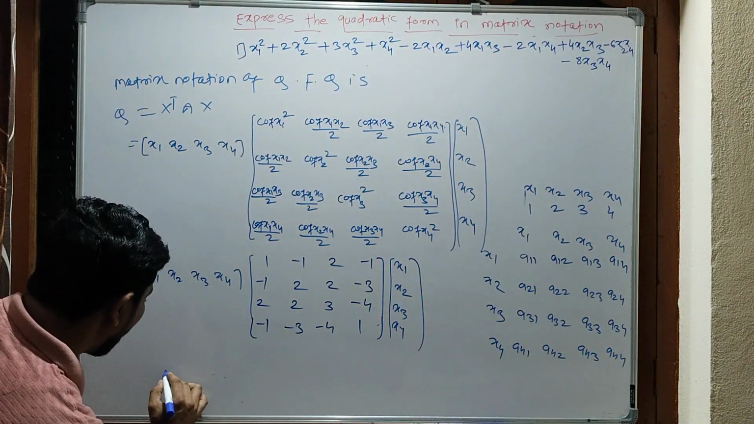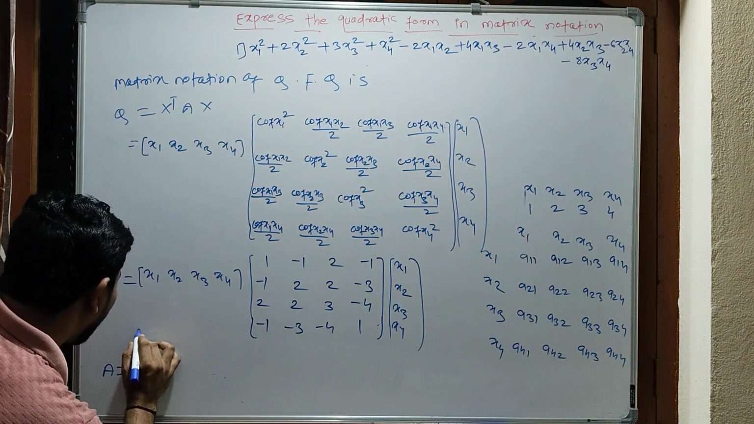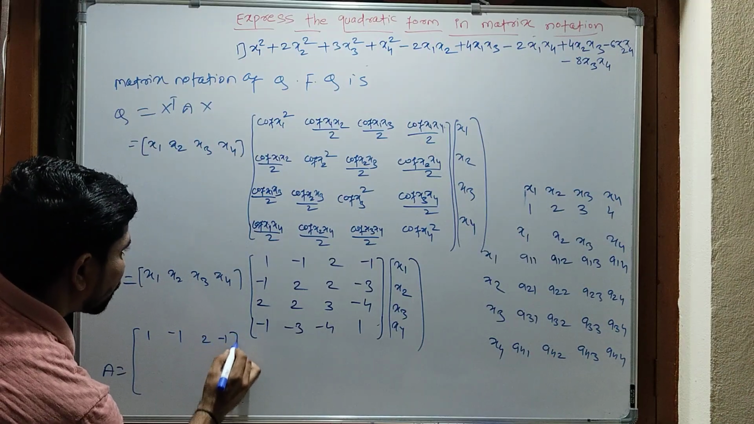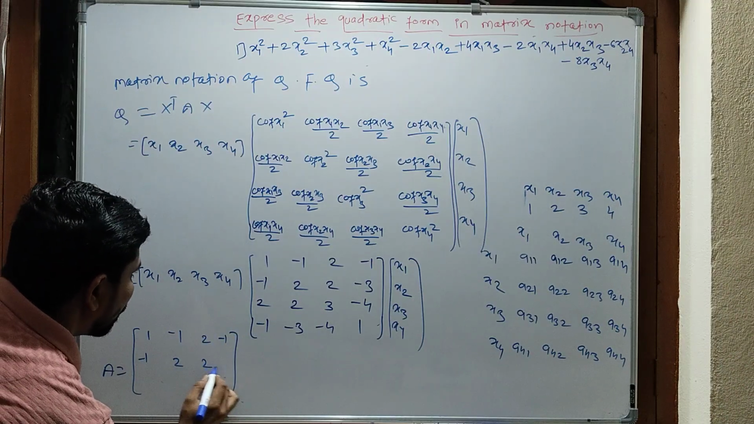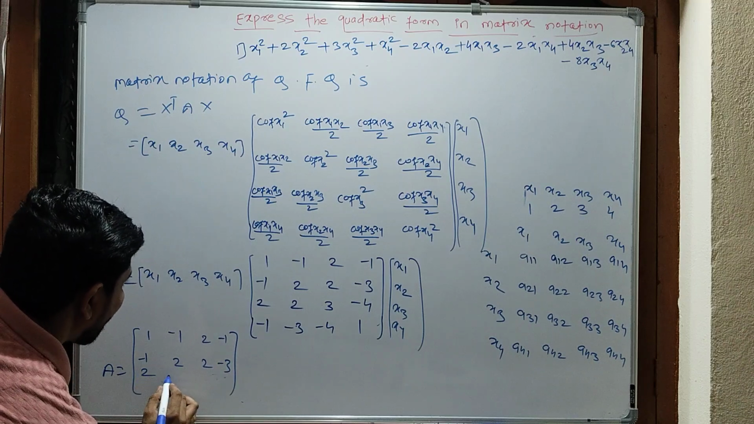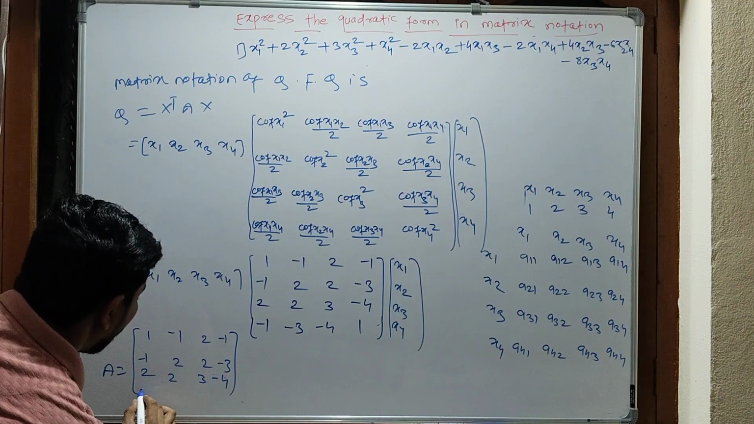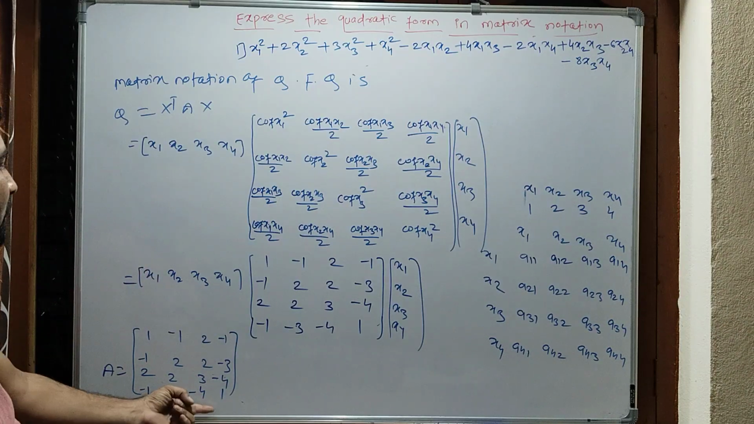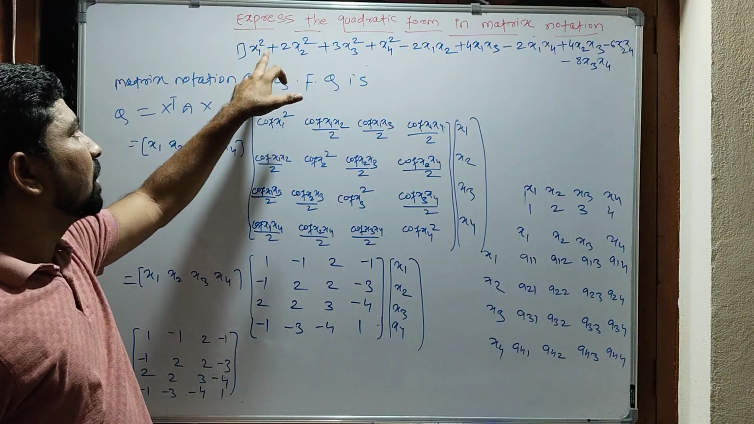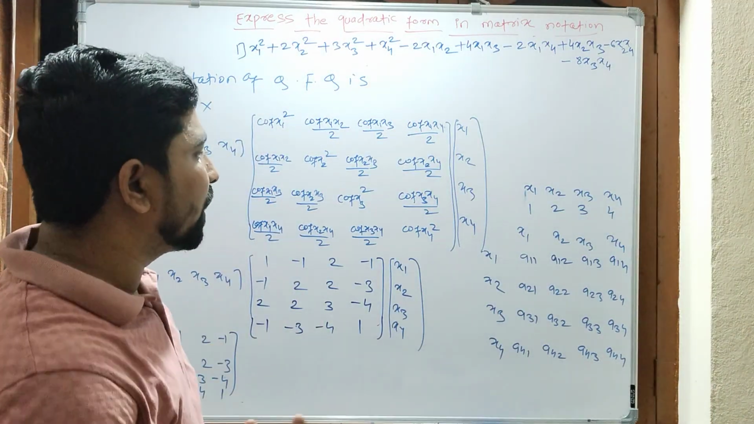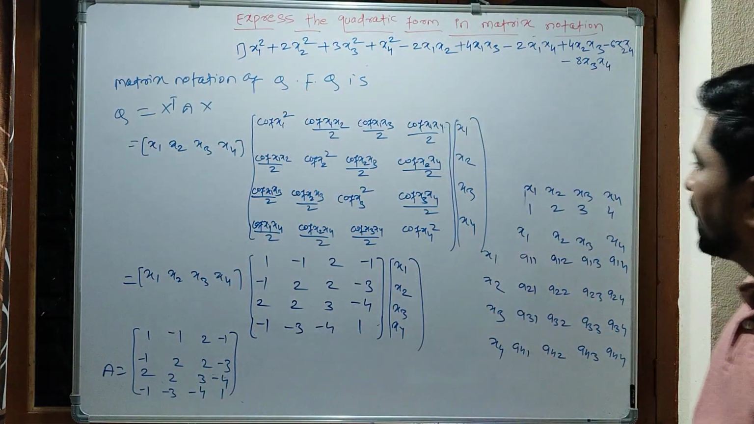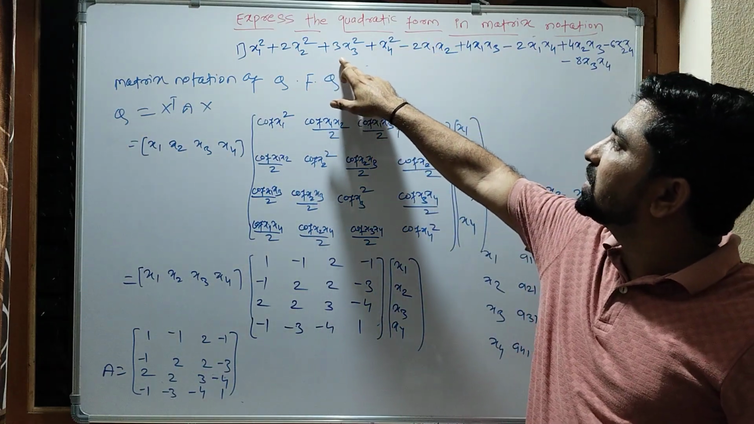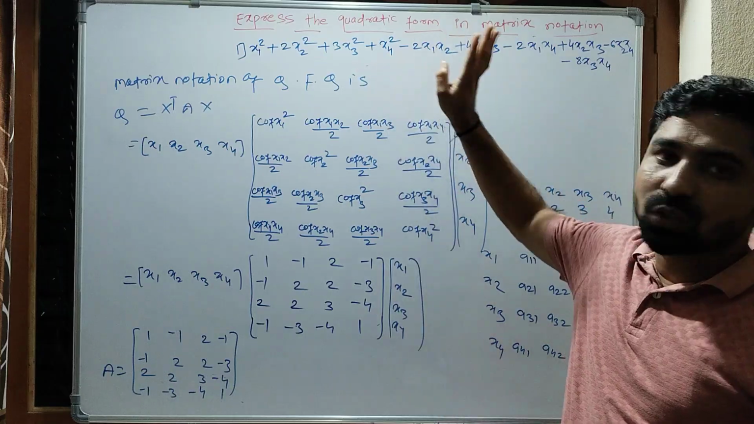So here write A equal to this matrix. First row is 1, minus 1, 2, minus 1. Then minus 1, 2, 2, minus 3. Then 2, 2, 3, minus 4. Then minus 1, minus 3, minus 4, and this is 1. So this is the matrix corresponding to this quadratic form Q. In this way you can write the matrix notation of the quadratic form in 4 unknowns x1 x2 x3 x4.